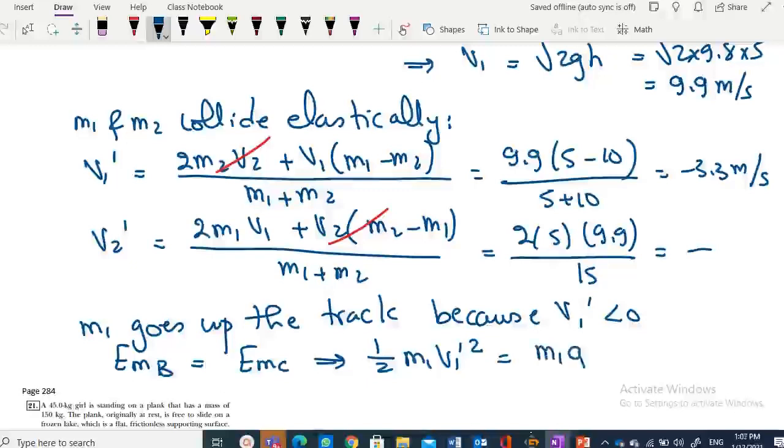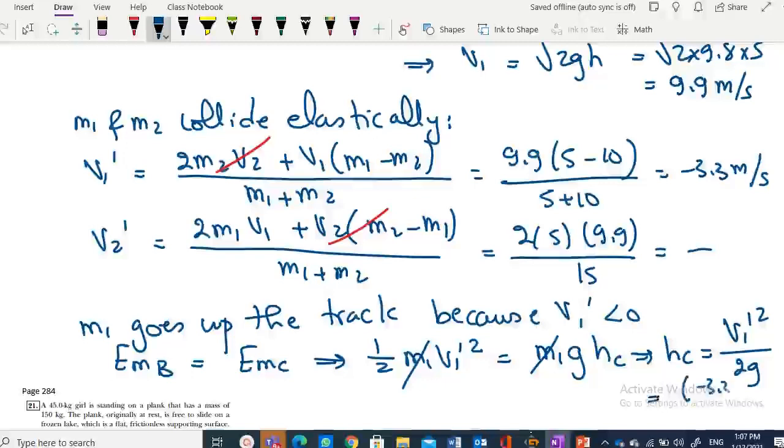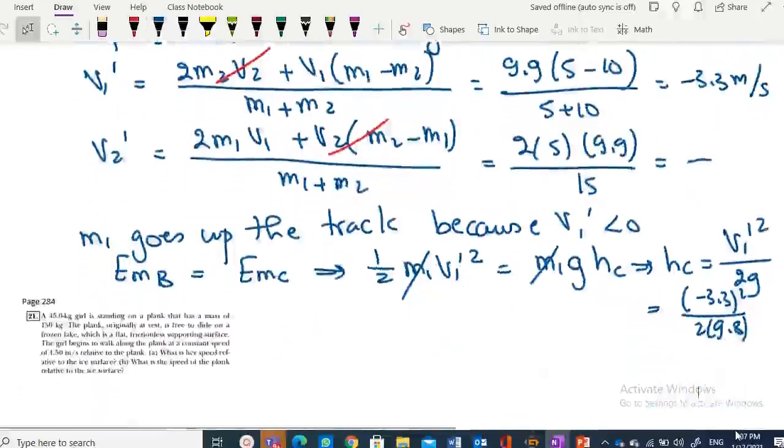it is m1gh. So m1 is cancelled. Let me call it h at C. So h at C is equal to v1 prime squared over 2g. It's equal to, I calculated v1 prime, minus 3.3 squared over 2 times 9.8. The answer comes out as 0.556 meter. So this is the speed after collision.